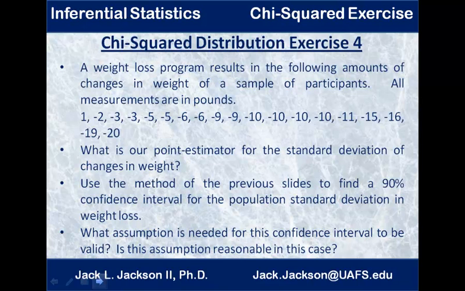Okay? So here are the questions. What is our point estimator for the standard deviation of changes in weights? Use the method of the previous slides to find a 90% confidence interval for the population standard deviation in weight loss. And what assumption is needed for this confidence interval to be valid? And do you think this is a reasonable assumption in this case?